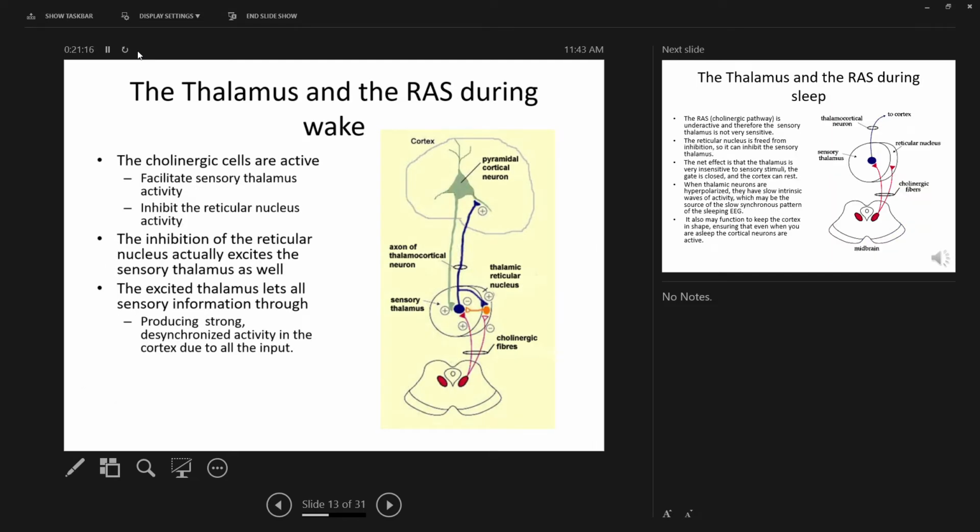So what's happening in the thalamus and the RAS during awake? Well, the cholinergic cells are active. These are the acetylcholinergic cells. They're going to facilitate sensory thalamus activity, but they're going to inhibit the reticular nucleus activity. The inhibition of the reticular nucleus actually excites the sensory thalamus as well, so it's got a double whammy there. And the excited thalamus lets all sensory information through. This produces strong desynchronized activity in the cortex due to all the input. And this is wake. This is what we call wake.